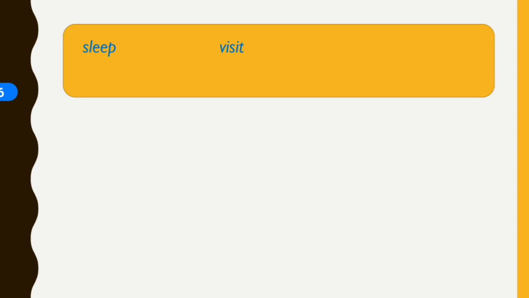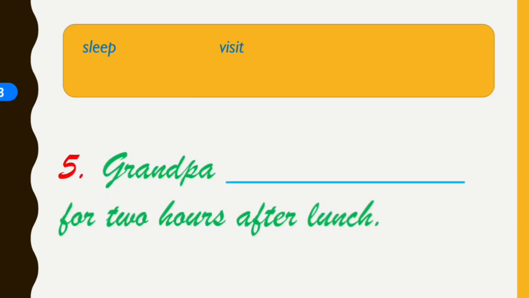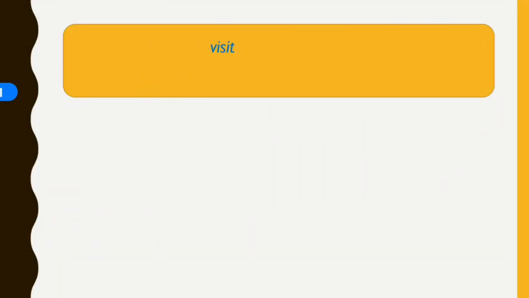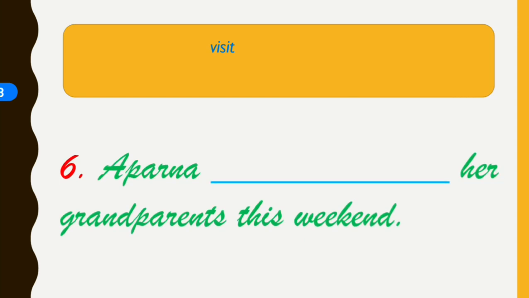Next one. Now we are just left with 2 verbs. Sleep and visit. Grandpa dash for 2 hours after lunch. Yes, the verb that is given to us is sleep. Very good. Grandpa will sleep for 2 hours after lunch. Last but not the least. Now there is only 1 verb that is left. So, Aparna dash her grandparents this weekend. Aparna will visit. That was quite easy.